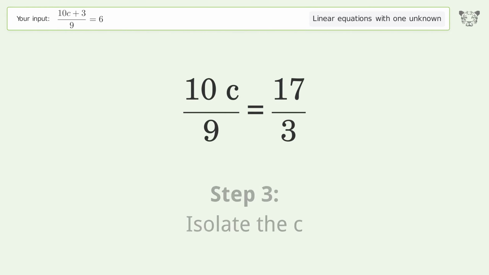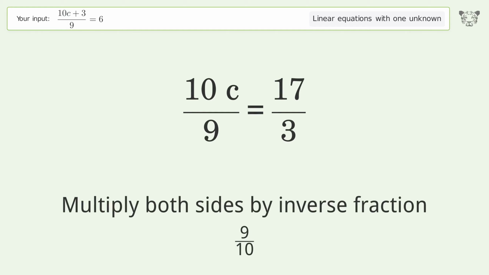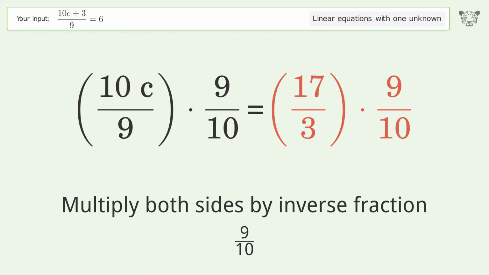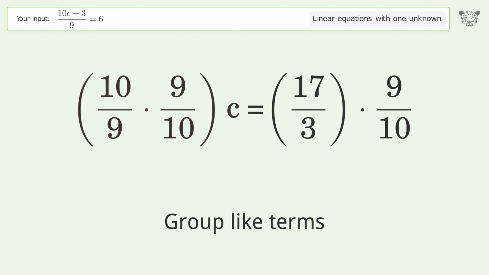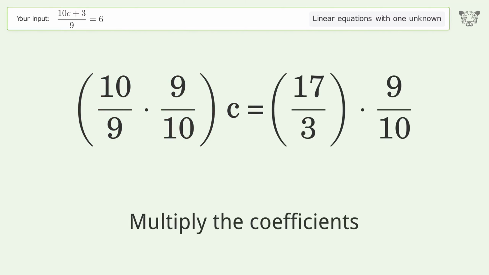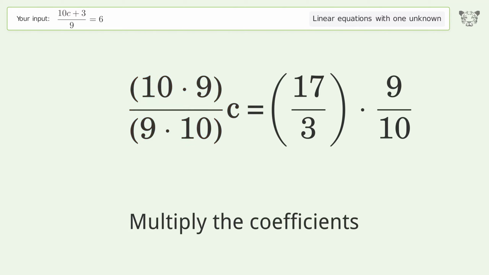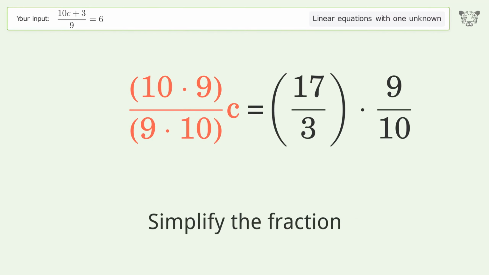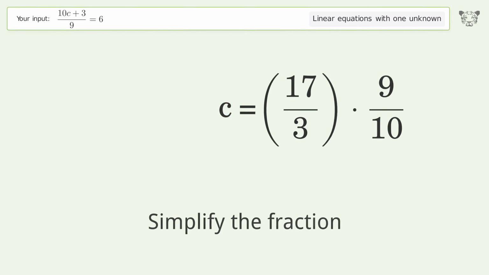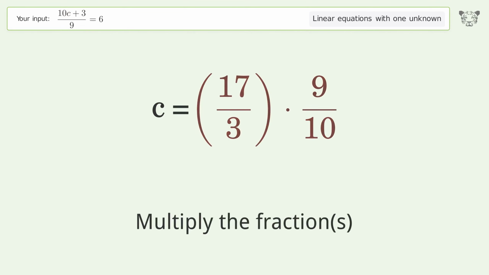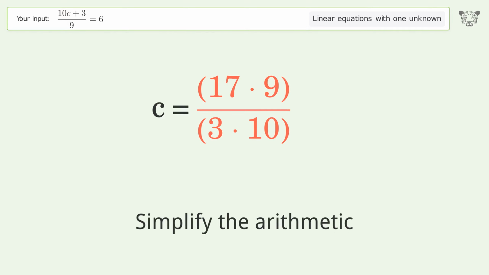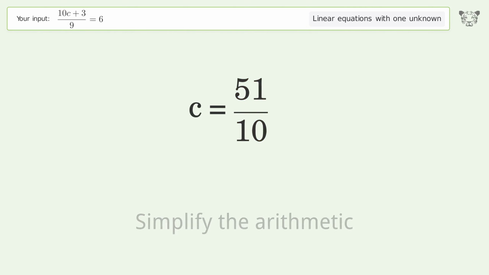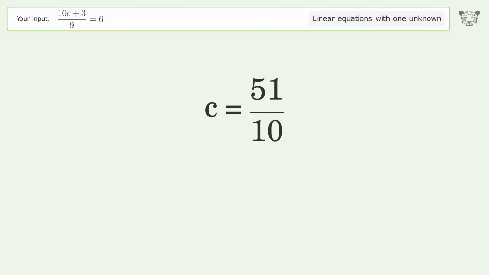Isolate the c. Multiply both sides by inverse fraction 9/10. Group like terms. Multiply the coefficients. Simplify the fraction. Multiply the fractions. Simplify the arithmetic. And so the final result is c equals 51/10.